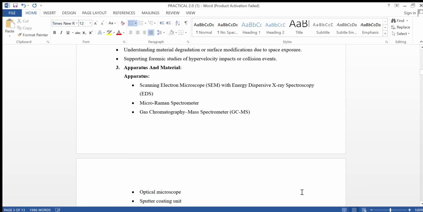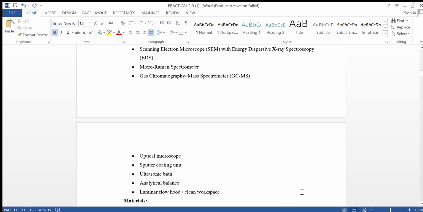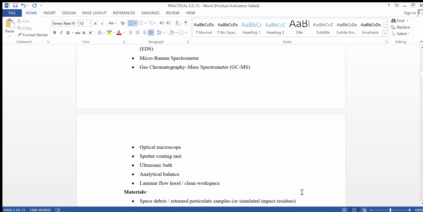Apparatus and material. First we will discuss the apparatus. We use a scanning electron microscope with energy dispersive X-ray spectroscopy, which is EDS, a micro-Raman spectrometer, a gas chromatography mass spectrometer, GCMS, and an optical microscope, sputter coating unit, ultrasonic bath, analytical balance, and laminar flow hood or clean workspace.